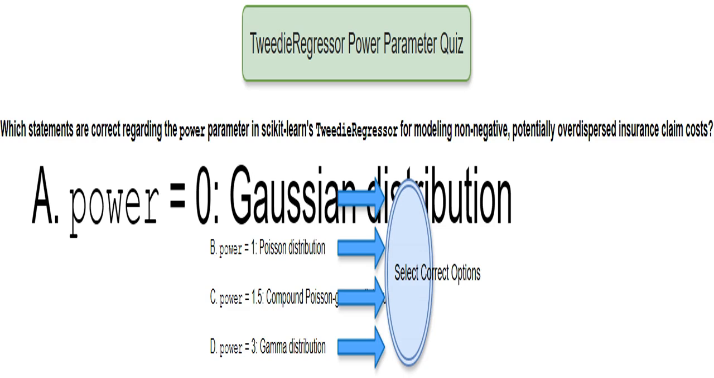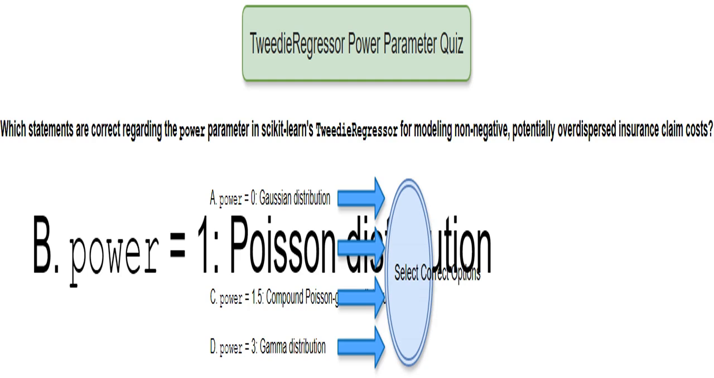A power of 0 means we use a Gaussian distribution, also known as a normal distribution. However, this is incorrect for modeling insurance claim costs because Gaussian distributions allow for negative values, but claim costs are always positive or 0. A power of 1 corresponds to a Poisson distribution. This is a distribution for count data, like number of claims. The problem here is that a Poisson distribution assumes the mean and variance are equal, whereas insurance claim costs often have more variance than their mean. This is called overdispersion. Thus, this is also incorrect.